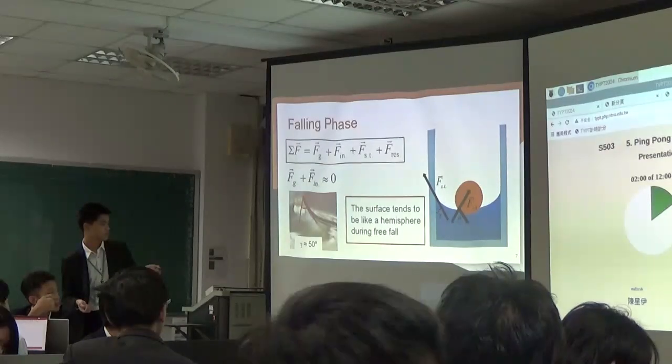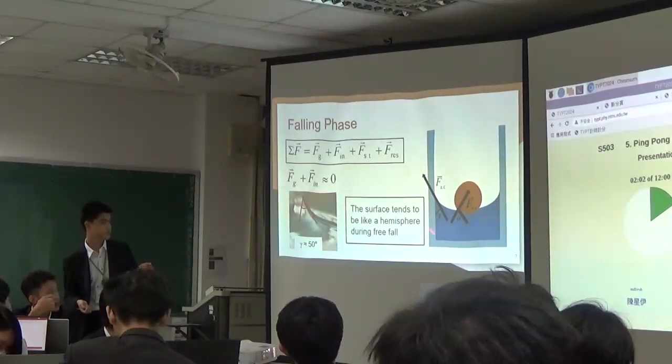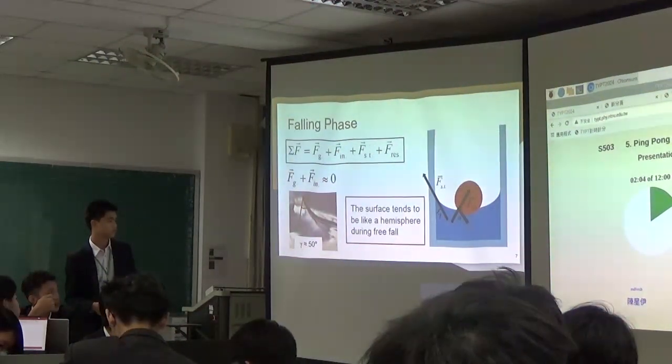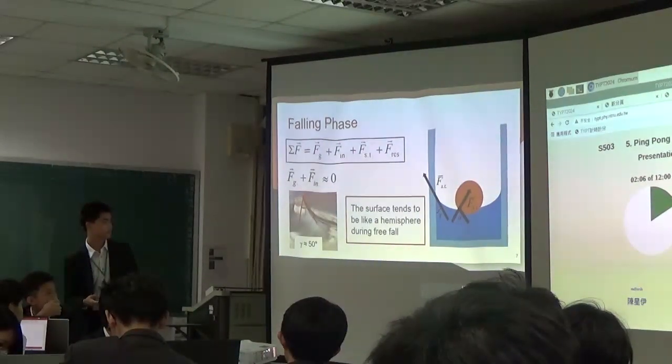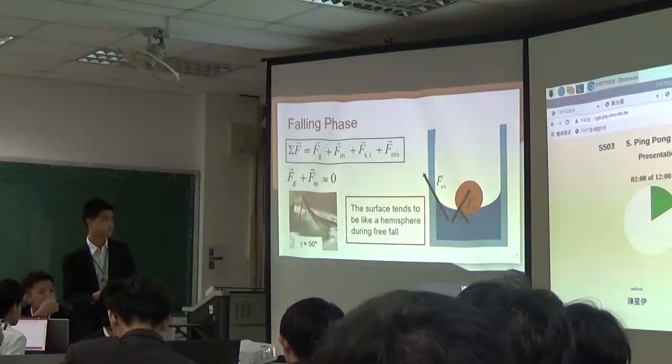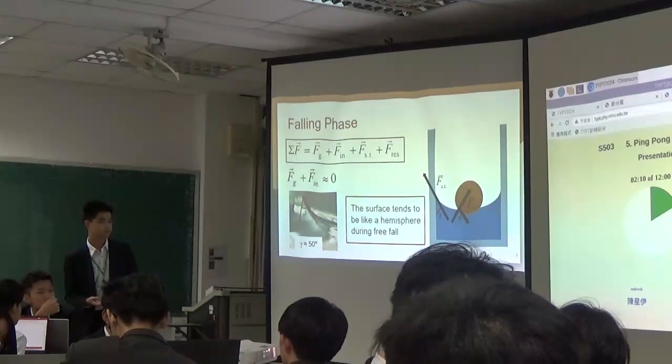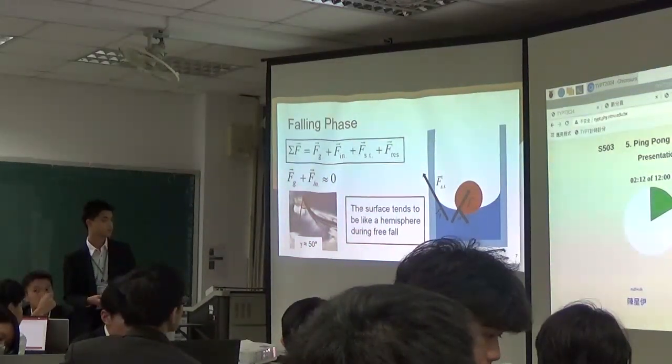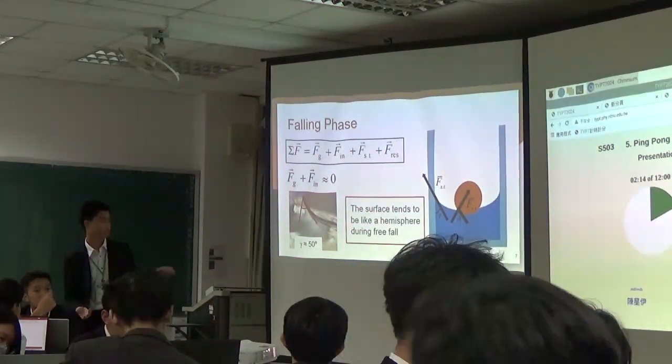We observe that the surface tends to be like a hemisphere during free fall. And here we don't consider buoyant force because free fall is a weightless condition, in which there is no buoyant force.